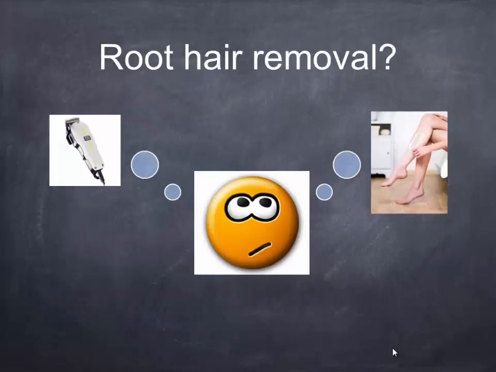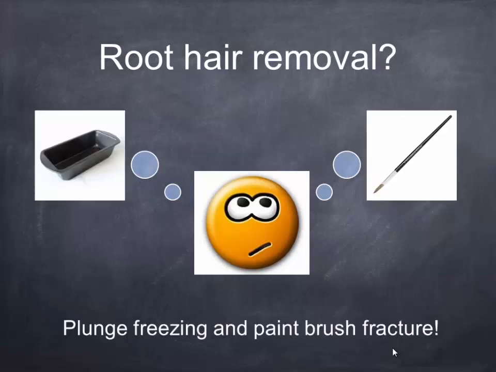And while we briefly considered conventional methods of human hair removal, it was obvious that these weren't going to be successful. Unfortunately, the method that works very well is plunge freezing and paintbrush fracture. If there's anyone in the audience that's not familiar with this technique, it basically involves taking a loaf tin, filling it with liquid nitrogen, taking your plant, plunge freezing, taking a paintbrush, scrubbing off those root hairs, and basically repeating 150 times. And then you'll have a trough full of your root hair.